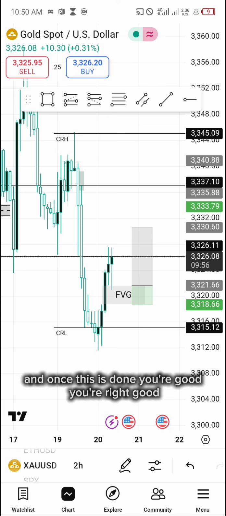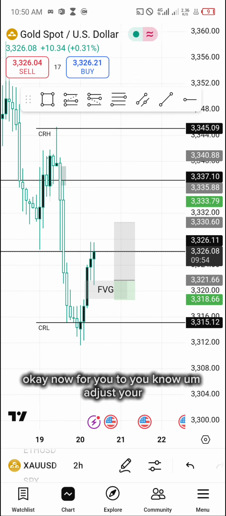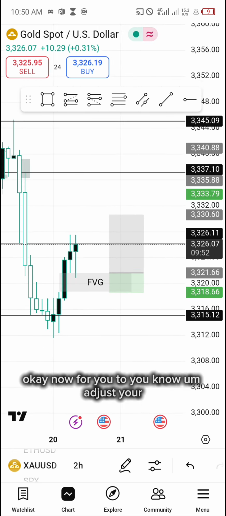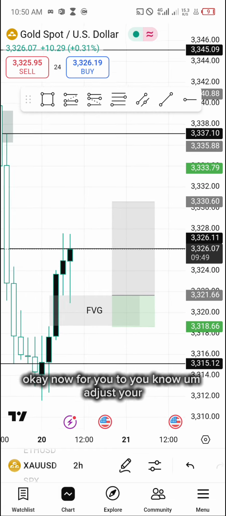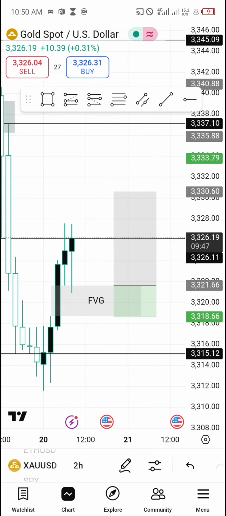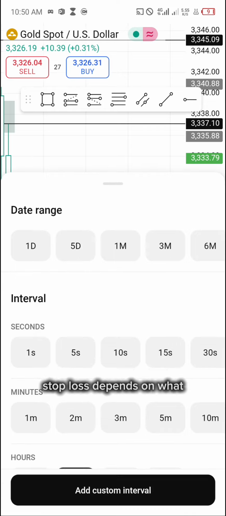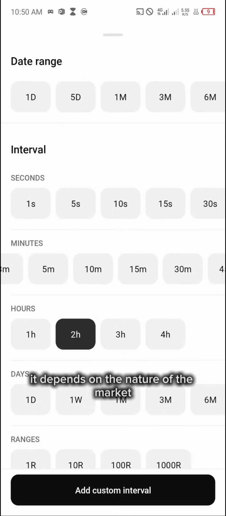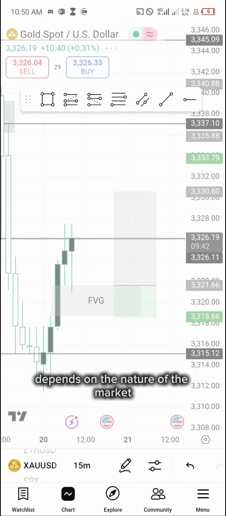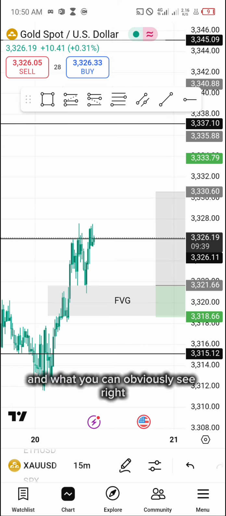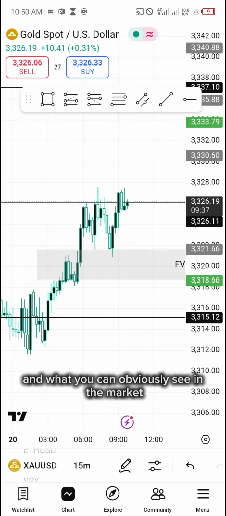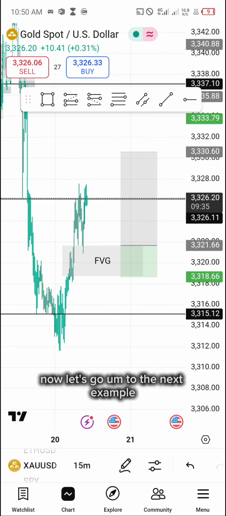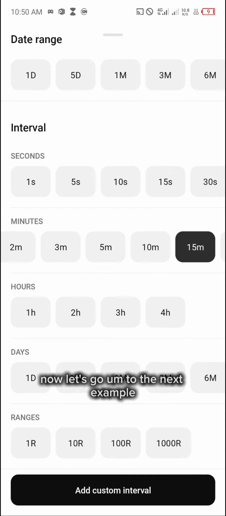Now, for you to adjust your stop loss, it depends on what? It depends on the nature of the market and what you can obviously see in the market. Now let's go to the next example.